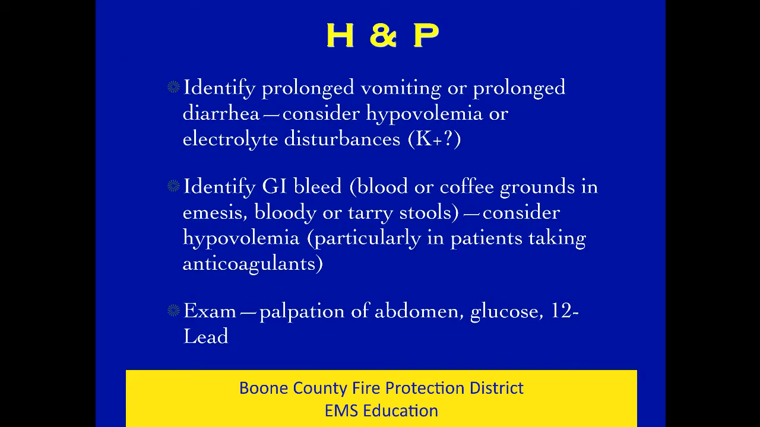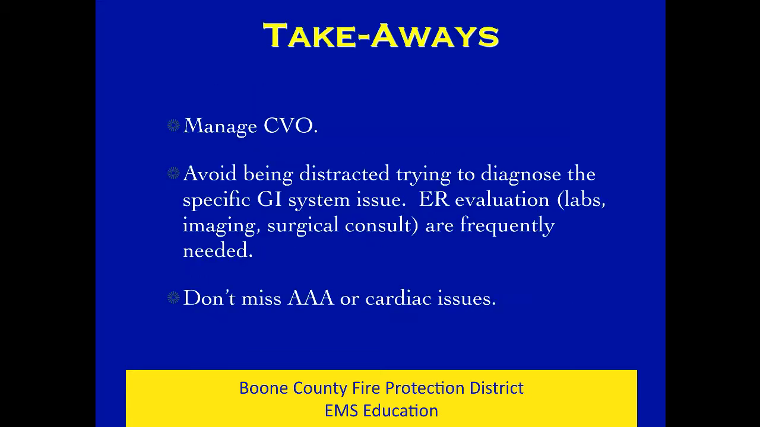So history and physical. Identify that prolonged vomiting, prolonged diarrhea patient that could be hypovolemic or may even have messed up their potassium levels. 12-lead wouldn't be bad for that. Identify that GI bleed. Look for, talk about, listen for answers, and maybe go look and see or maybe smell blood or coffee grounds in their emesis, bloody tarry stools. Those guys are a big deal when they're taking blood thinners. It can be deadly for anybody, but the ones on a Coumadin can really be in trouble. Palpate that abdomen, check the glucose, get you a 12-lead.